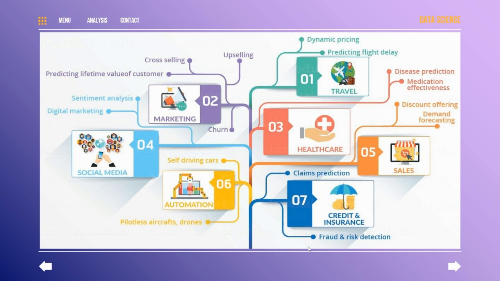And the next domain is healthcare. One of the major domains is marketing. In marketing, let's take the example of stocks. In stocks, data science works amazingly, so that they can predict future stock values, etc. They are also predicting the lifetime value of the customer.